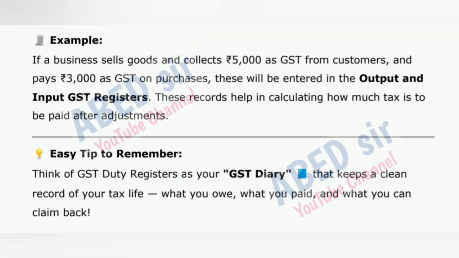Example. If a business sells goods and collects 5,000 rupees as GST from customers and pays 3,000 rupees as GST on purchases, these will be entered in the output and input GST registers. These records help in calculating how much tax is to be paid after adjustments. Easy tip to remember: think of GST duty registers as your GST diary that keeps a clean record of your tax life, what you owe, what you paid, and what you can claim back.